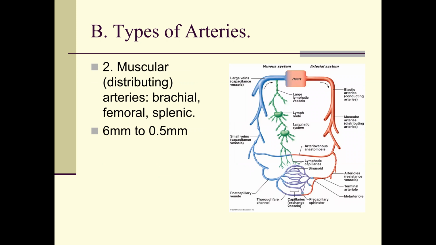Our next blood vessels are our distribution arteries. First were our elastic vessels, which accepted blood from the heart and essentially dampened that pulse pressure. Now we got to our distribution arteries: brachial, femoral, and splanchnic.